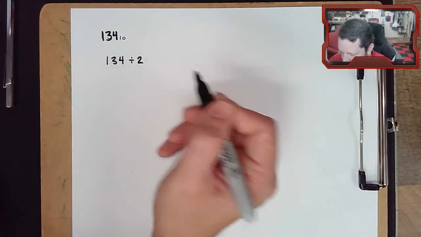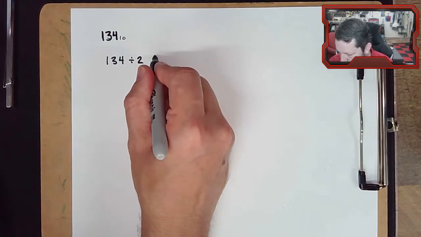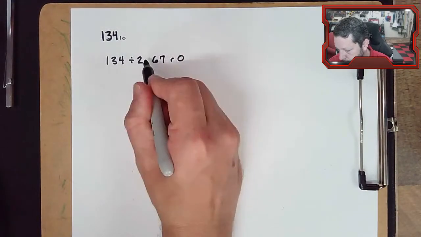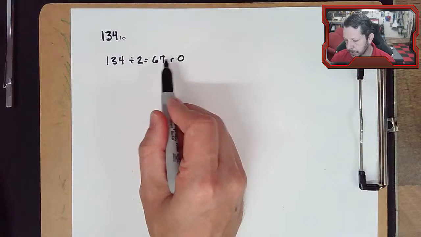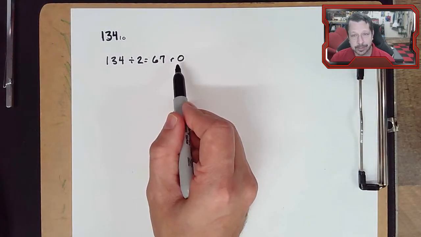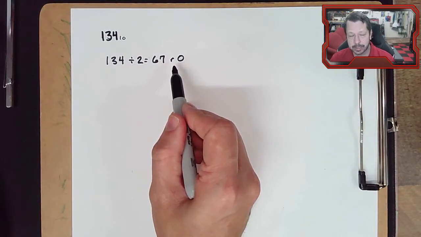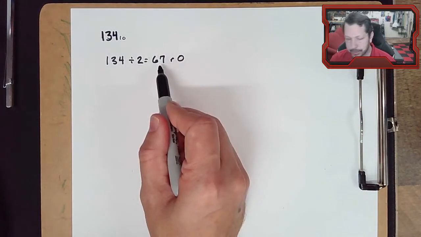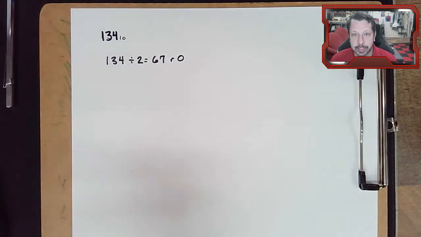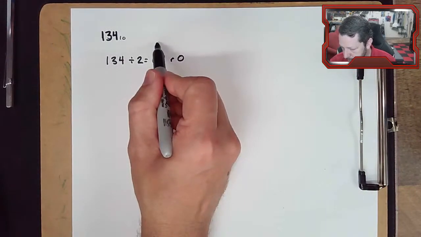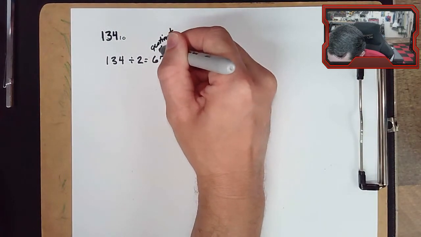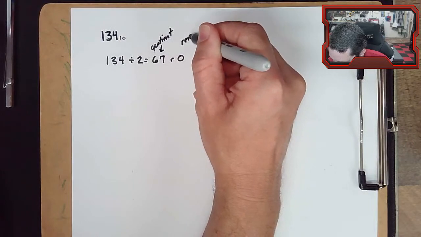So 134 divided by 2 is 67, and the remainder is 0. We need to keep track of the quotient and the remainder. The remainder is actually going to produce the binary number that we're trying to create. The quotient will tell us when we've actually done all of the division we need to do. So this guy's the quotient, and this one's going to be the remainder.